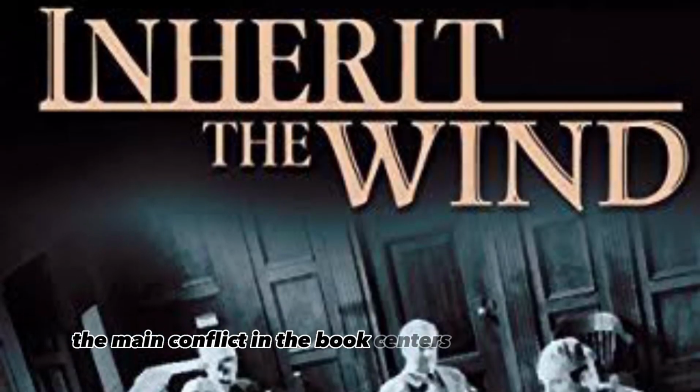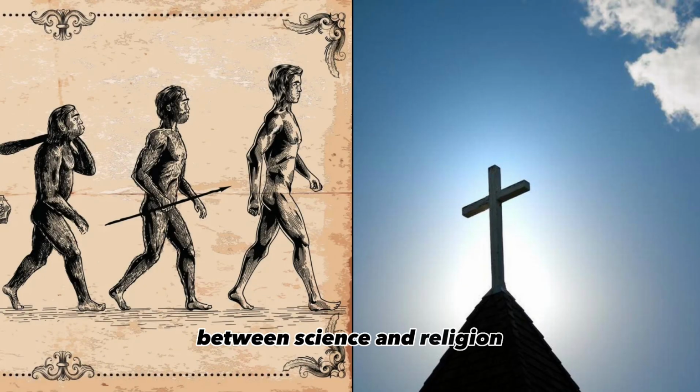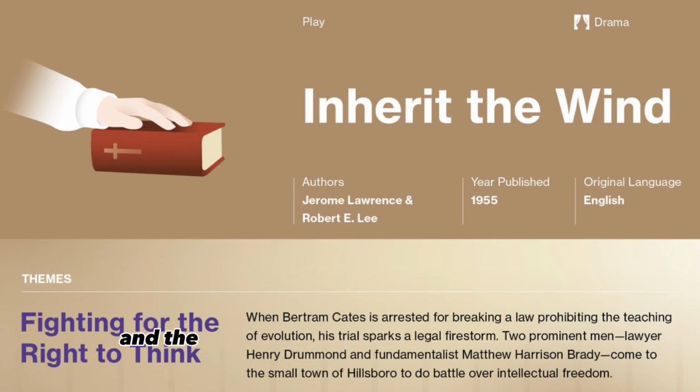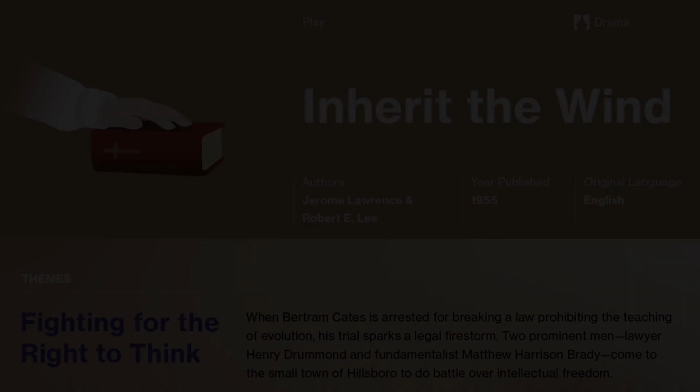The main conflict in the book centers around the clash between science and religion, as well as the fight for intellectual freedom and the right to express unpopular thoughts.